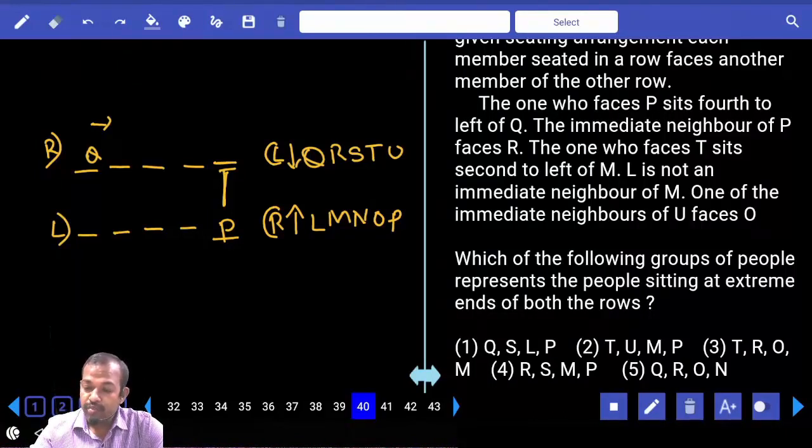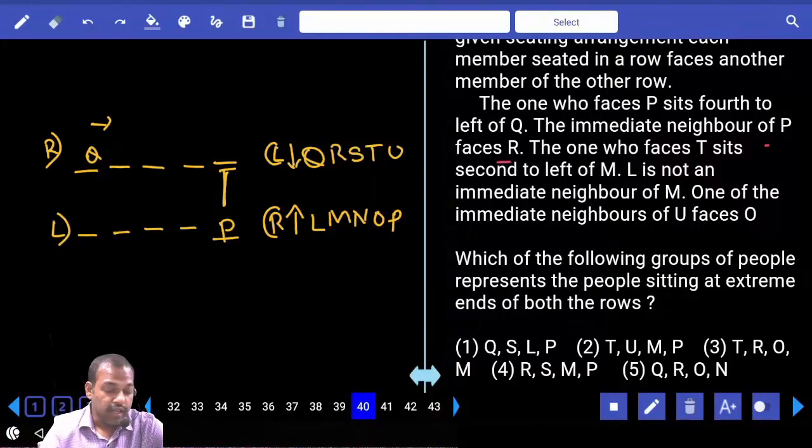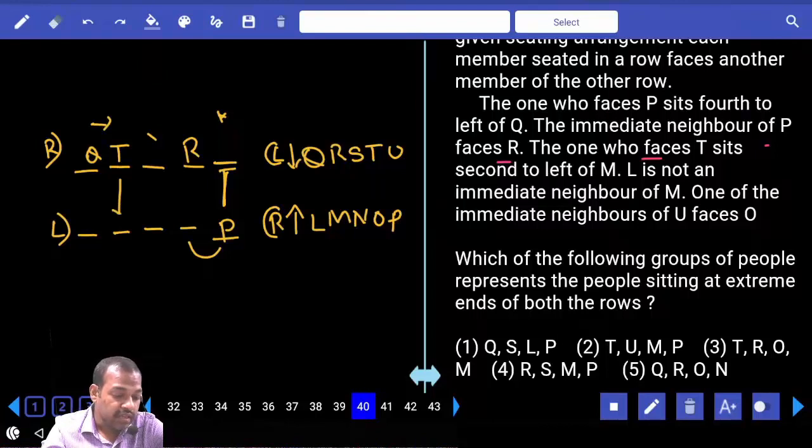Next one. The immediate neighbors of P face R. The immediate neighbors of P means this person and this person face R. Next one. The one who faces T sits second to the left of M. Now tell me, can T come here? No. Can T come here? No. Can T come here or not? The one who is facing T is the person sitting second to the left of M. M has to come here or not? Isn't it? Next one. And L is not an immediate neighbor of M.